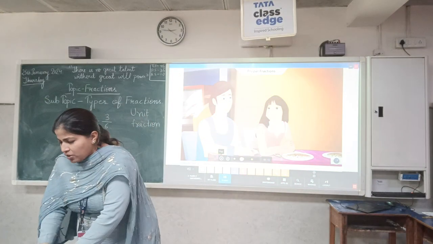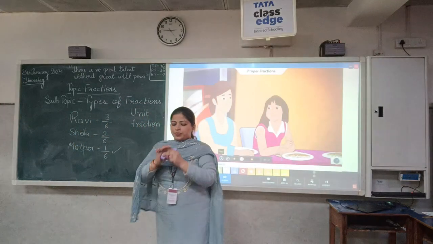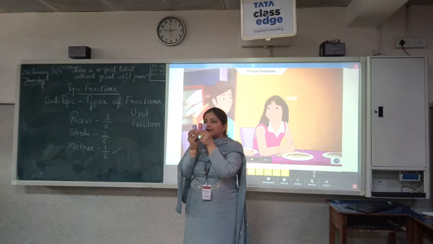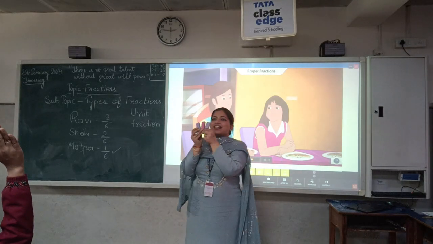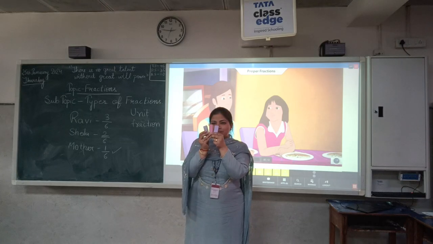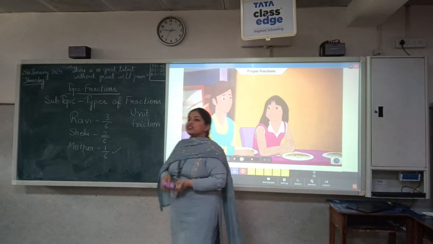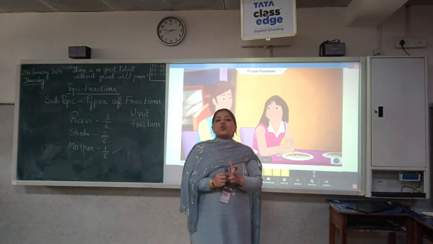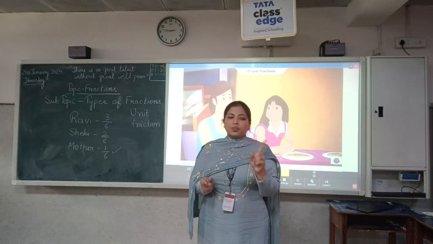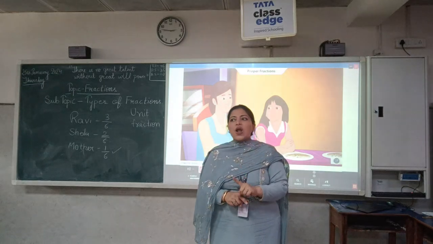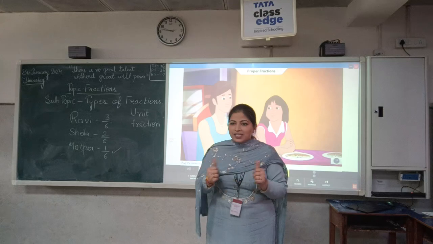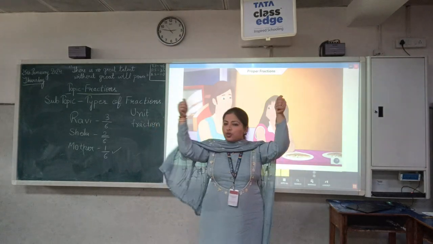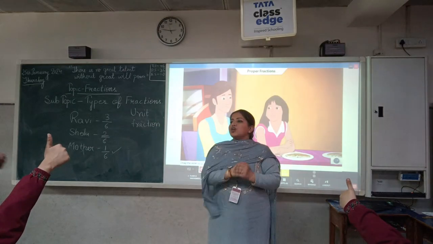Okay. Now, can you see these wooden blocks? There are 3 blocks. Now, what is the fraction of the pink block? Yes, Aditya. 1 upon 3. So 1 upon 3 is a unit fraction. Okay, so in a fraction, if the numerator is 1, it is called a unit fraction. Is it clear? So unit fraction is clear to everyone? Show me your thumbs up. Very good.